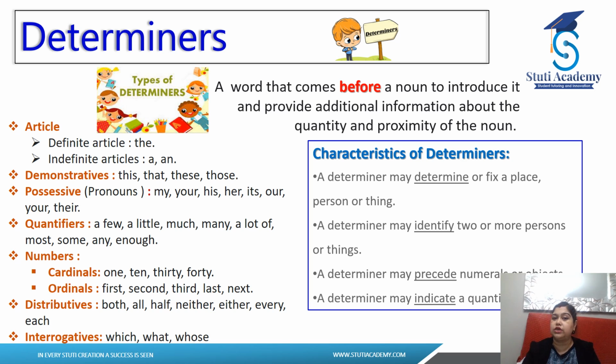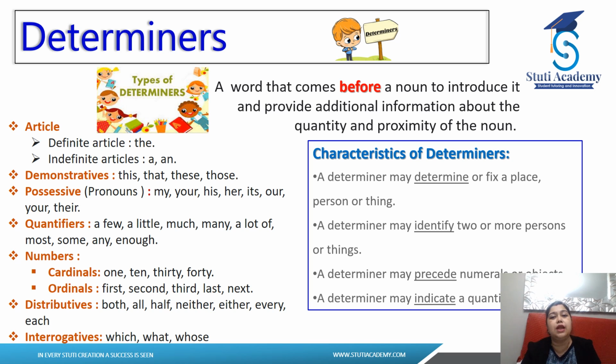Then we have the quantifiers. So the quantifiers will tell you about the quantity, but not in terms of numbers, in terms of how much it is. Either it is little, few, or more, or a lot, or whether it is enough. So these are the words for quantifier determiners.